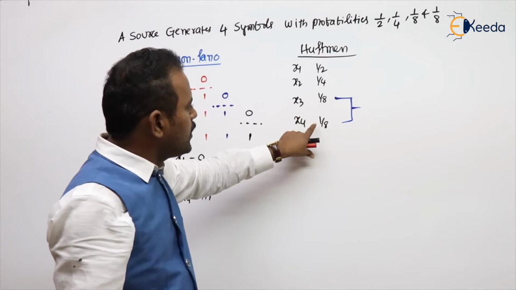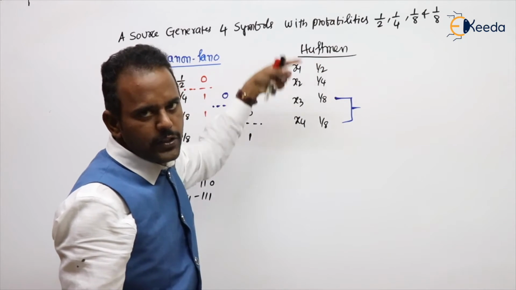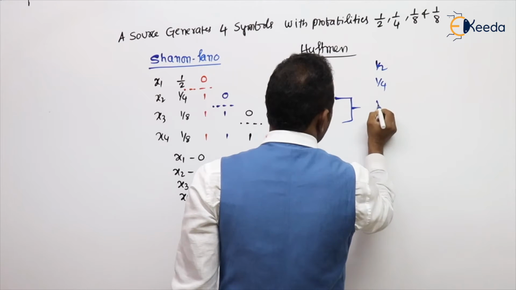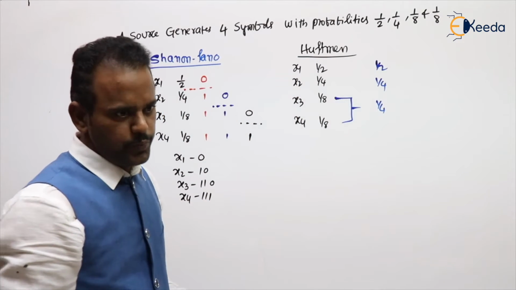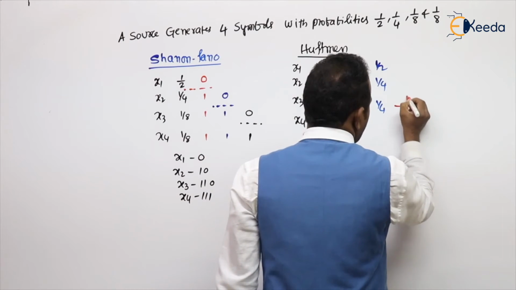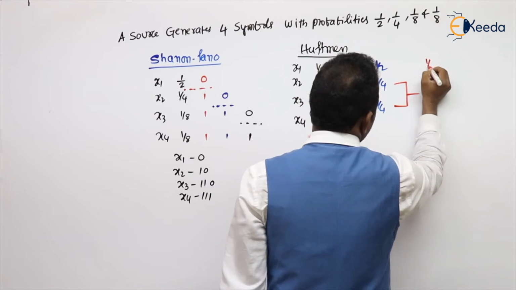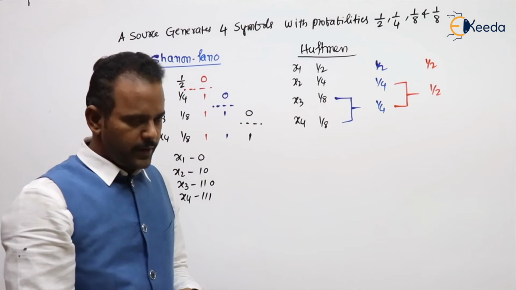After adding these two, we get 1 by 4, which is not more than this one. If it were more, the order would change. Since it is not more, the order will be almost the same. Next, once more add the bottom two and write in descending order. So 1 by 4 plus 1 by 4 is 1 by 2, and we have 1 by 2, 1 by 2. We continue until 2 symbols remain.